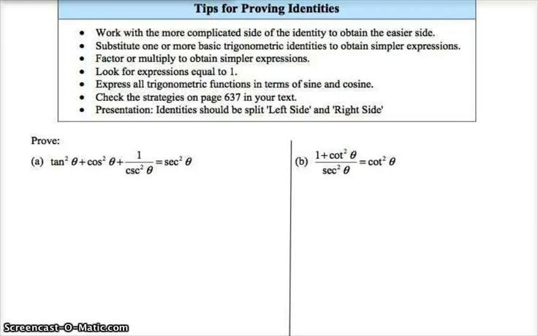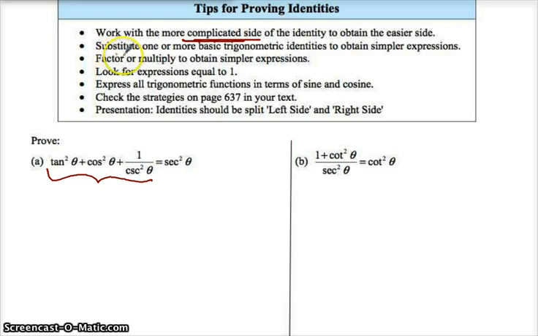Okay, so tips for proving identities. Again, these are just tips. So work with the more complicated side of the identity to obtain the easier side. This is huge. It's way easier to try to make this simple than it is to try to unpack this simple thing into looking like 3 terms added together. So you always want to work with the more complicated side. Now in some cases, it's hard to tell what the more complicated side is.